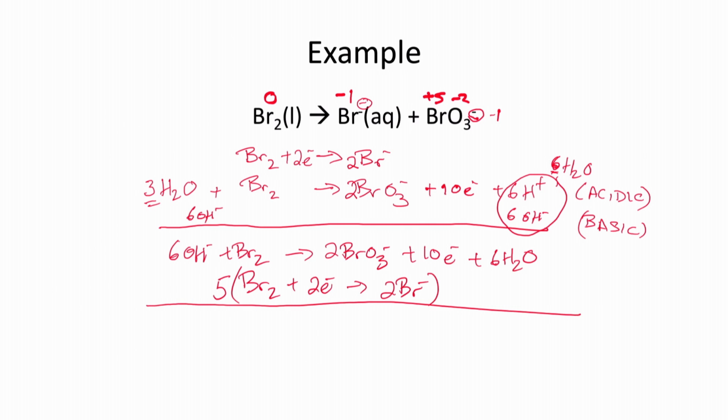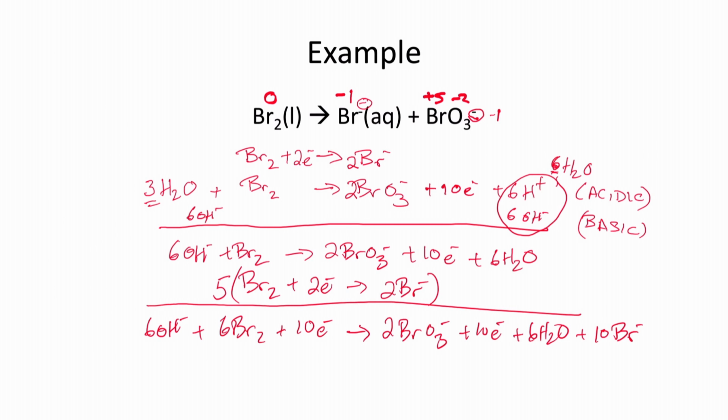So now if I just add all of this together, I have 6 OH minus plus 1 Br2 and 5 Br2s, which is the same as 6 Br2s, and I have 10 electrons. That's my entire left-hand side. My right-hand side is 2 BrO3 minus plus 10 electrons plus 6 waters, and I still have 10 Br minuses from the bottom half reaction. So now I can cancel some things out. Notice that I have 10 electrons here and 10 electrons here, those go away.